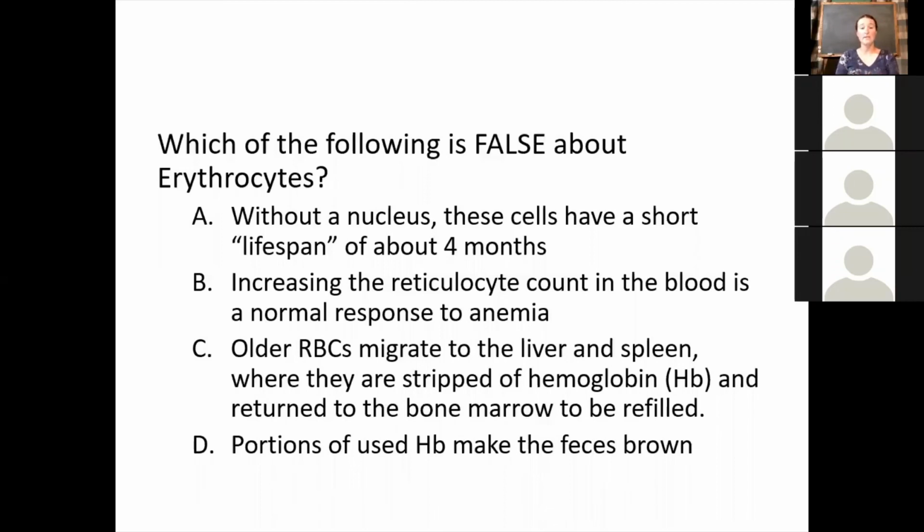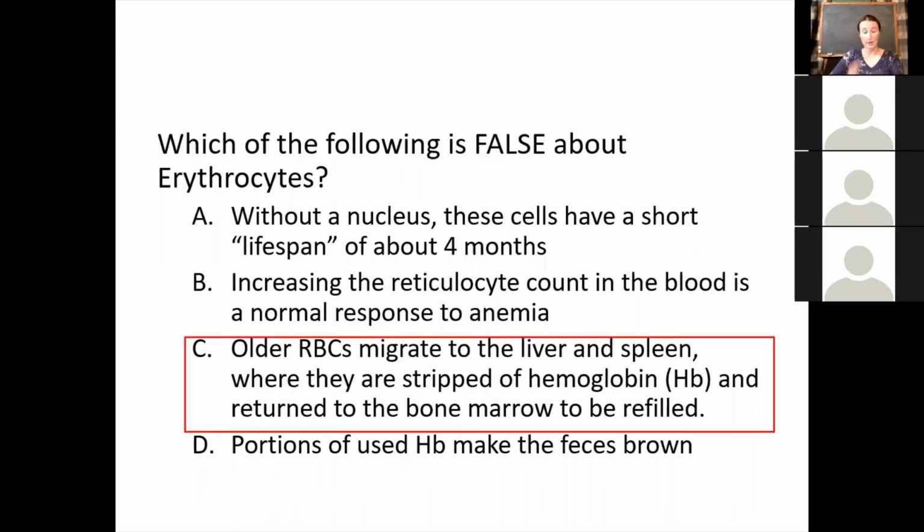Older red blood cells migrate to the liver and the spleen, where they are stripped of hemoglobin and return to the bone marrow to be refilled. This is false, right? So this would be the answer to this question. It is false about erythrocytes. Essentially, this is false because older red blood cells aren't stripped of their contents and refilled. They are completely broken down and brand new cells are made in the bone marrow. Okay, D is indeed correct as well.